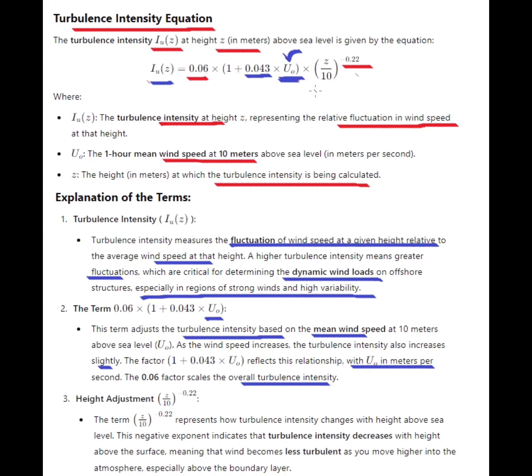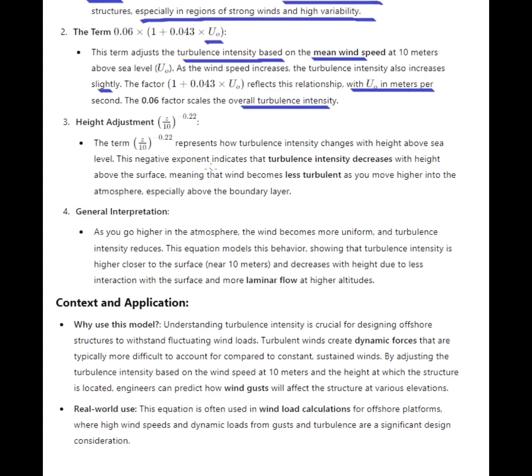That's okay. There is something called height adjustment, that is (z by 10) to the power minus 0.22, right? So the height term represents how turbulence intensity changes with the height above sea level. The negative exponent indicates that turbulence intensity decreases with height. So if you go above the surface, turbulence intensity decreases, meaning that the wind becomes less turbulent, especially above the boundary layer.